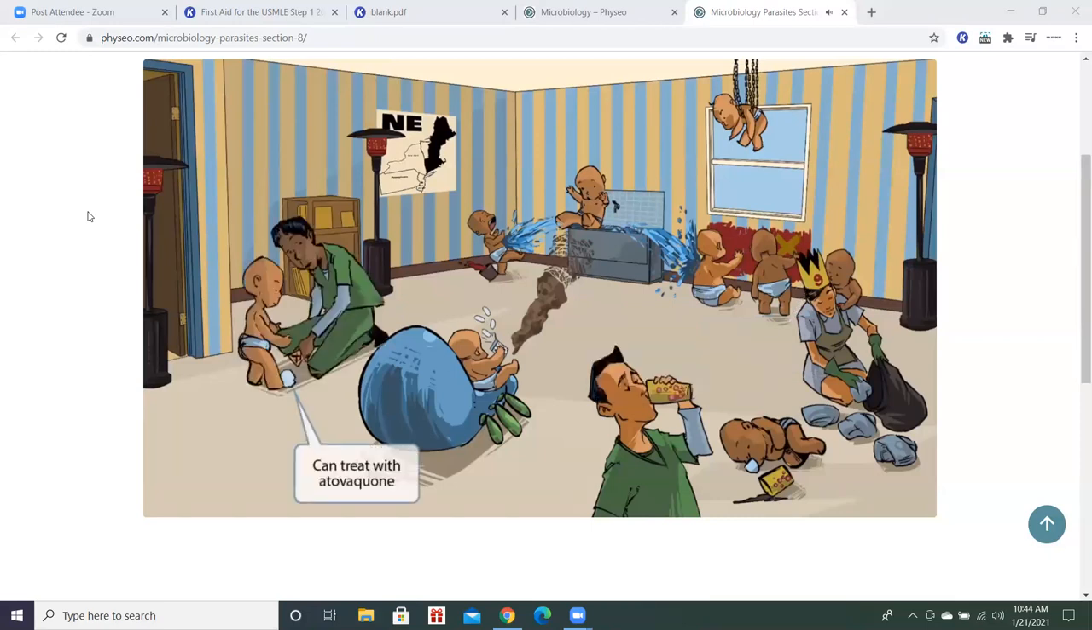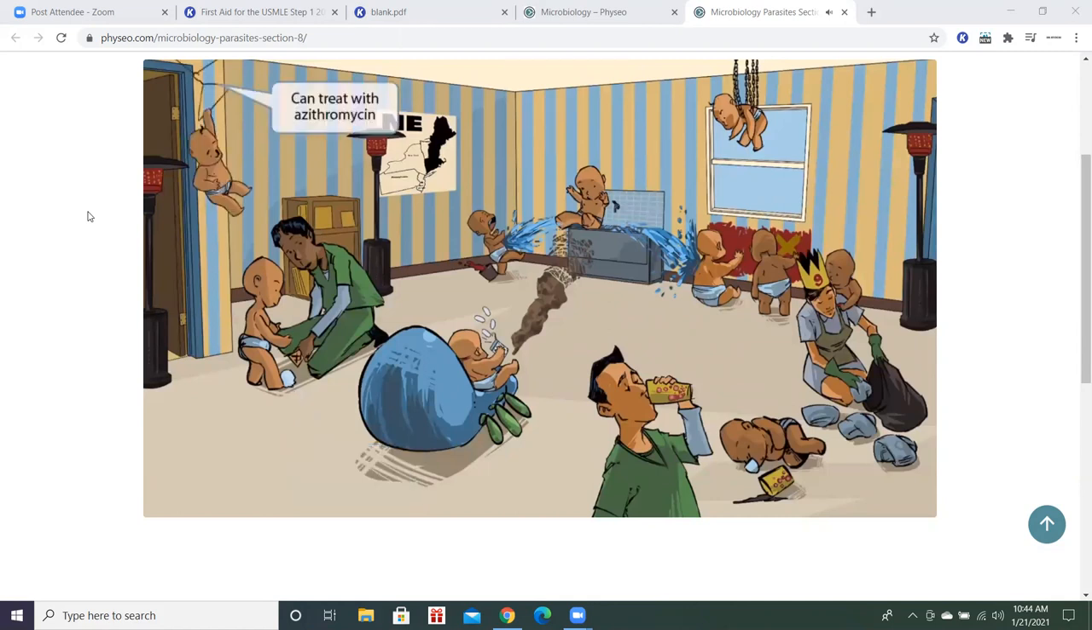Now look at this other worker over here trying to take care of the baby on this side of the room. He was giving the baby an ice cream cone and accidentally spilled it on the baby's toe. A toe with an ice cream cone on it stands for atovaquone. A toe and cone for atovaquone. This is yet another treatment you can use for Babesia.